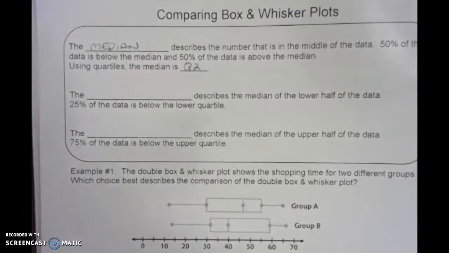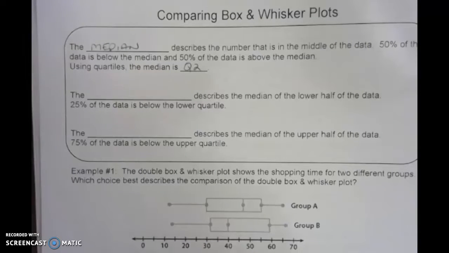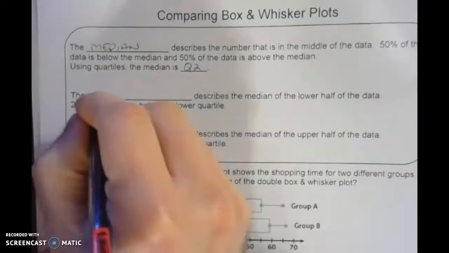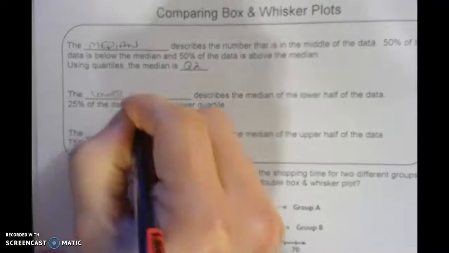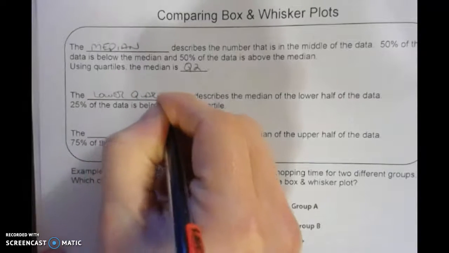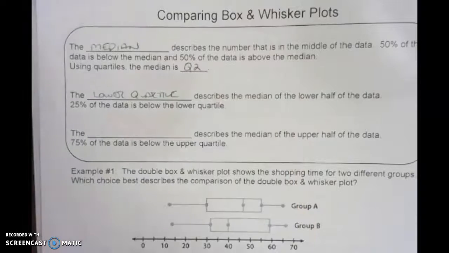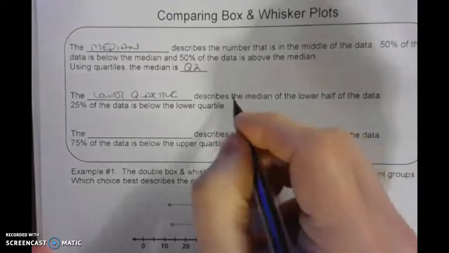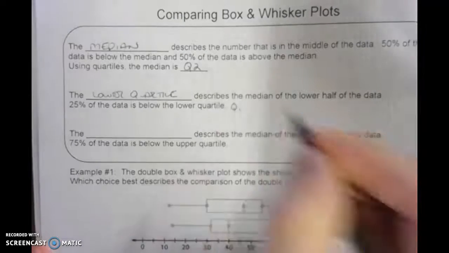All right, after that, the blank describes the median of the lower half of data. Okay, when you're only looking for the middle of the lower half, we call that the lower quartile. The lower quartile describes the median of the lower half of data. 25% of the data is below the lower quartile, okay, and we call that Q1.